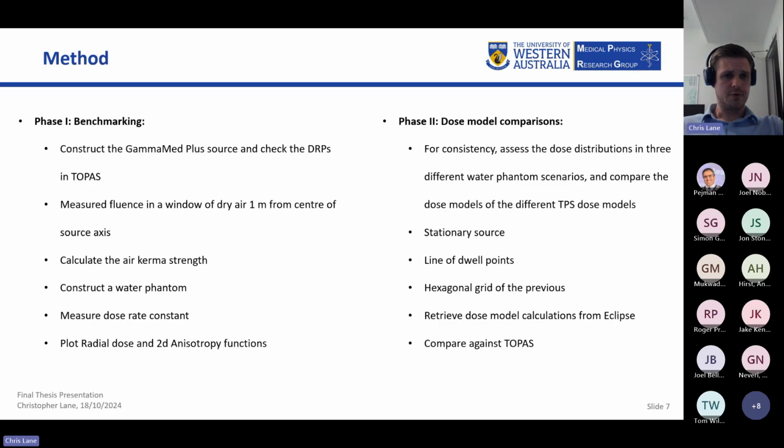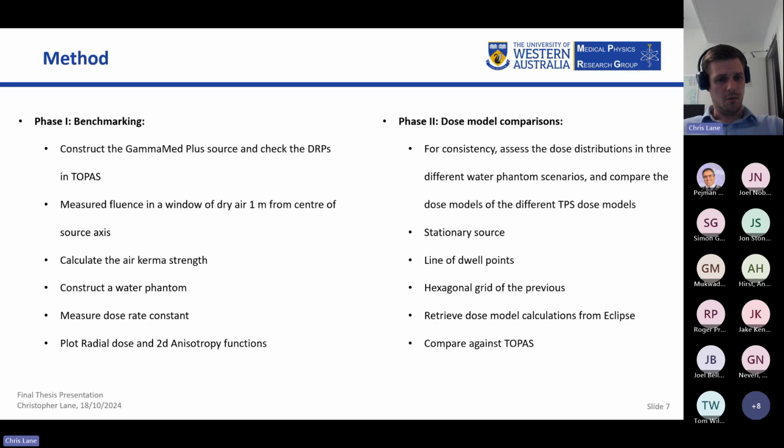So my method for doing this, the initial one, phase one, is my benchmarking process. I was to construct the GammaMed Plus source and then check the dose rate parameters in TOPAS. In order to do this, I needed to measure the photon fluence in a window, sort of a rectangular voxel of dry air that was positioned 1 meter away from the center of the source axis, perpendicular to the longitudinal axis of the cylinder. I could then use that to calculate the air kerma strength.